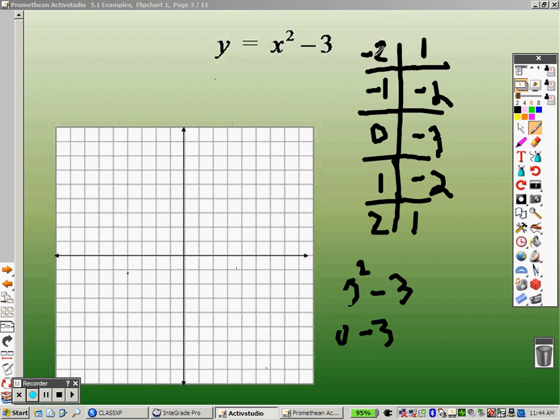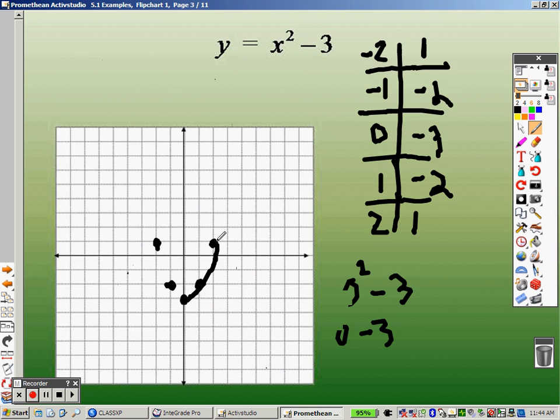The first point I have is -2, 1. That means I go over -2, up 1, and put a point. The next point I have is -1, -2. That means I go over -1 and down 2 and put a point. The next one is 0, -3. That means I go over nothing and down 3 and put a point. 1, -2 means I go over 1 and down 2 and put a point. And 2, 1 is right here.